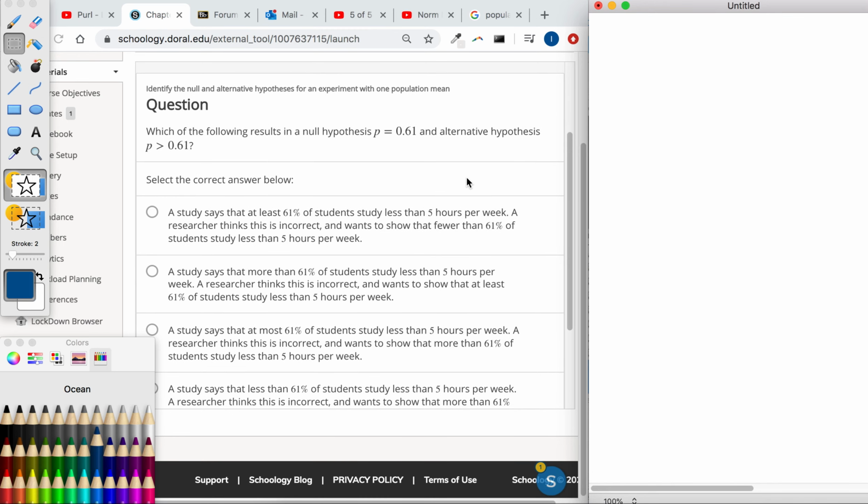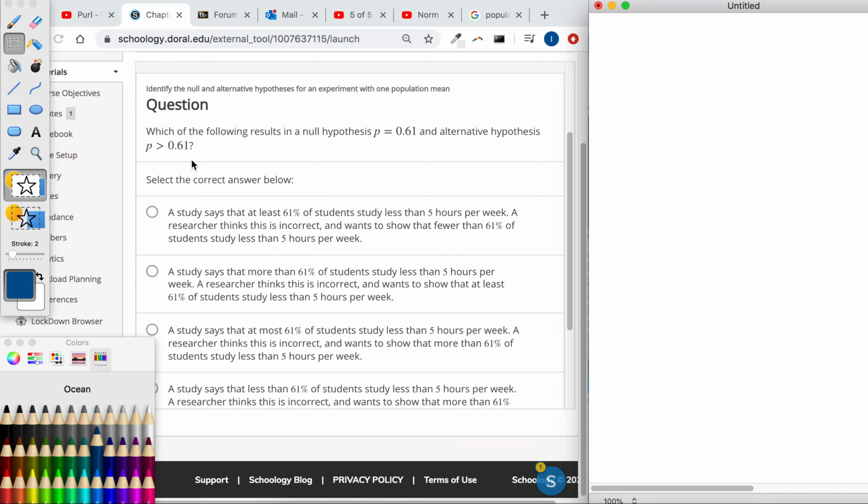Which of the following results in a null hypothesis and an alternative of 0.61? So you really want to focus on that alternative, that a researcher is saying that the proportion is greater than 0.61, or greater than 61%. A study says that at least 61% of students study less than 5 hours per week.